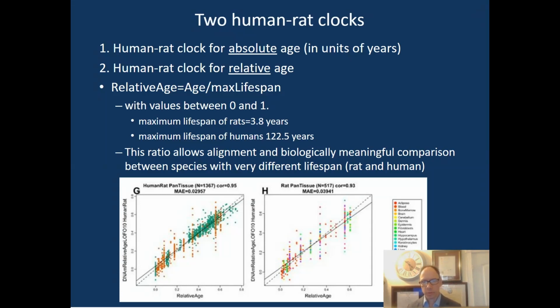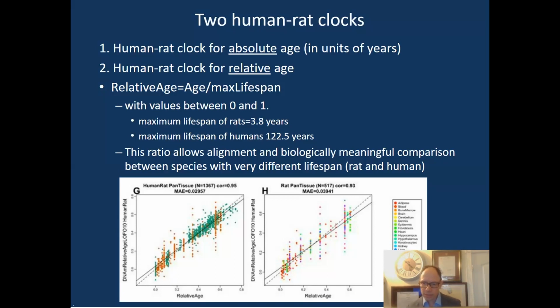But we also have another human rat clock for what we call relative age. Relative age is defined as the ratio between age and the maximum lifespan of the species. So by definition, the relative age is a number between 0 and 1. 0 is the age at birth, 1 means maximum lifespan. And why do we do it? Because relative age allows us to align these species and provide a biologically more meaningful comparison between species when it comes to different aging rates.